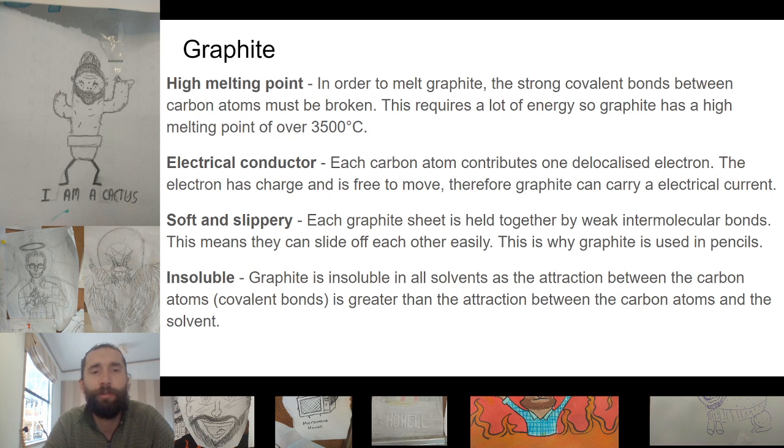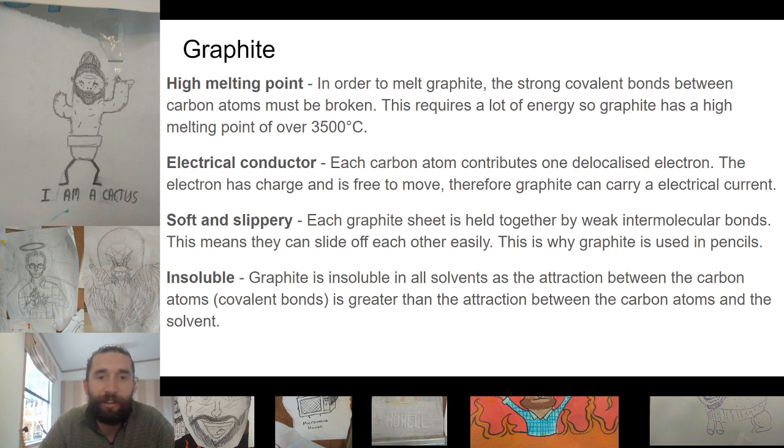As far as the physical and chemical properties of graphite, graphite has a high melting point. In order to melt graphite, the strong covalent bonds between carbon atoms must be broken. And because they are strong covalent bonds, it will require a lot of energy. So graphite has a high melting point of over 3,500 degrees Celsius. For electrical conductivity, because each carbon atom has one delocalized electron, that electron has a charge and it's free to move. Therefore, graphite can carry an electrical charge.